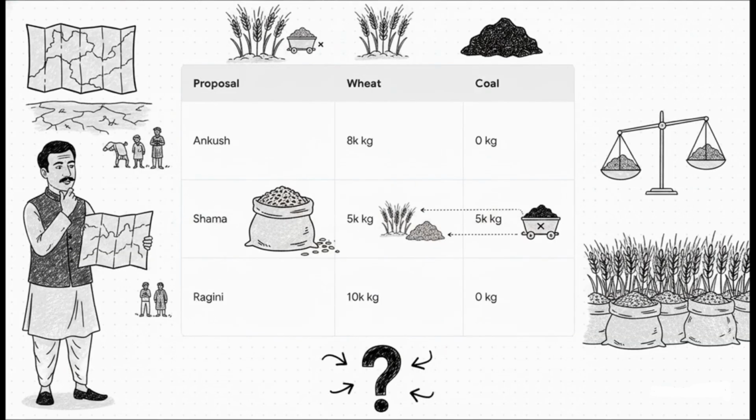True efficiency demands both. Let's scale this up to a governance level. Imagine you're a district magistrate in Jharkhand. There's a terrible food shortage, a literal famine.